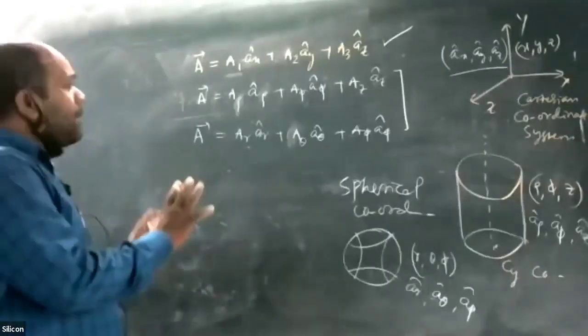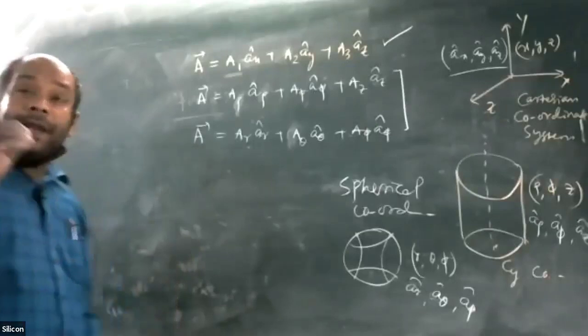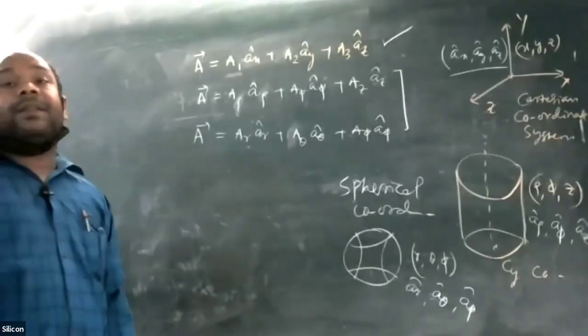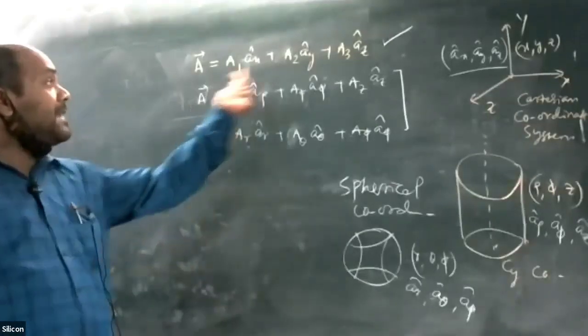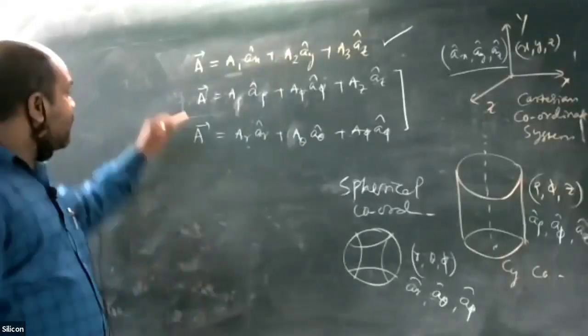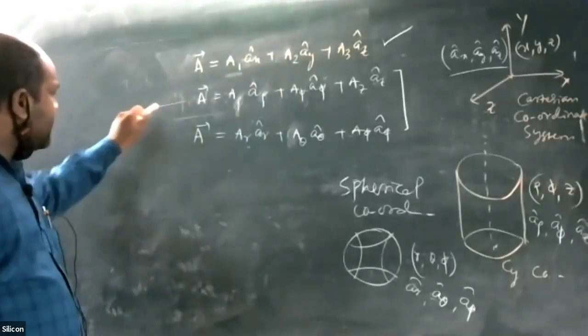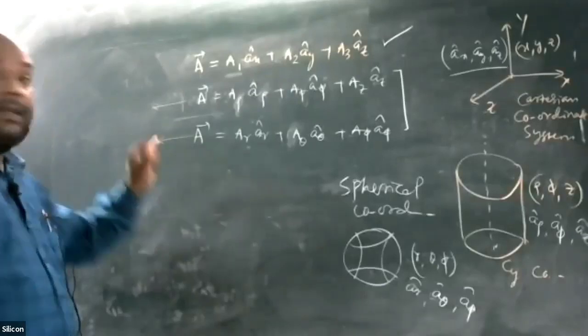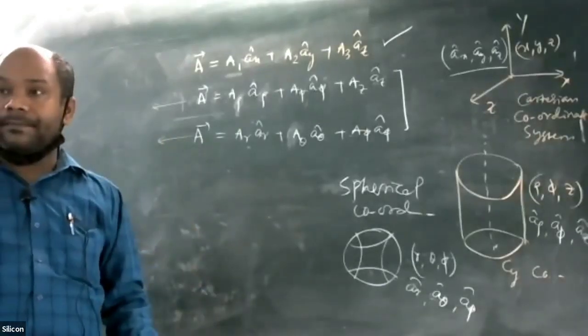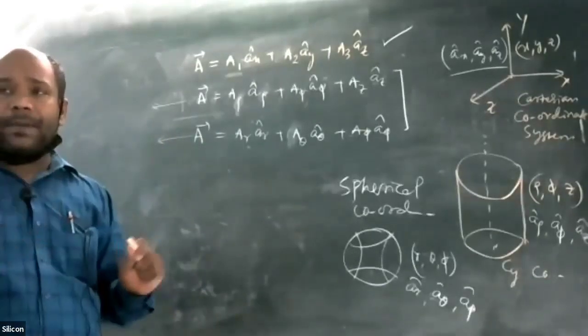I hope it is somewhat clear now. Any vector can be represented in three coordinate systems. One is the Cartesian coordinate system, we can write it in the cylindrical coordinate system, and this can be represented in the spherical coordinate system. Any vector can be represented in these.